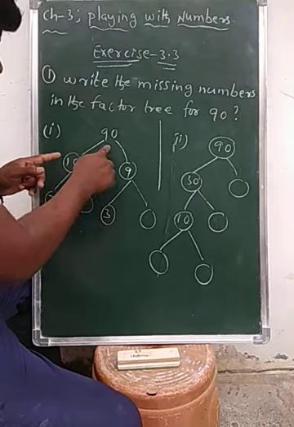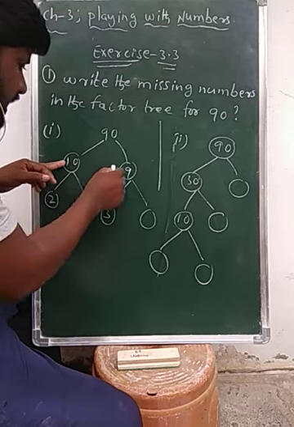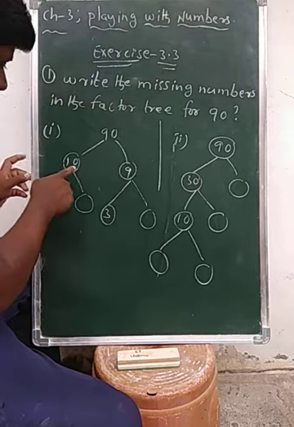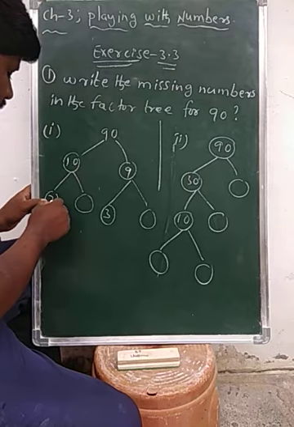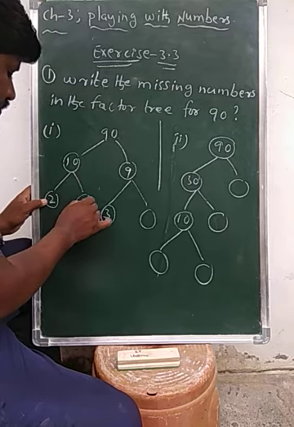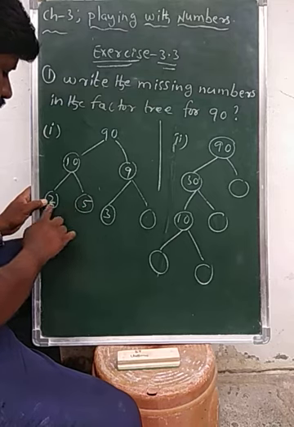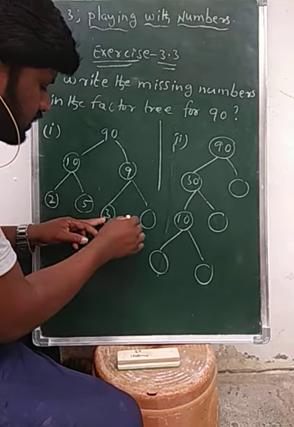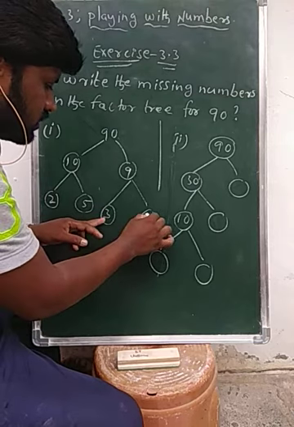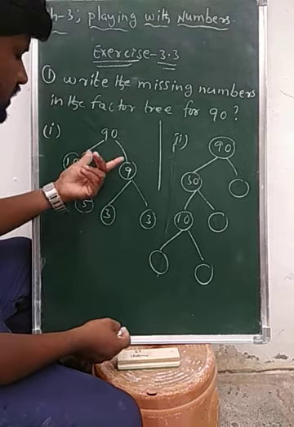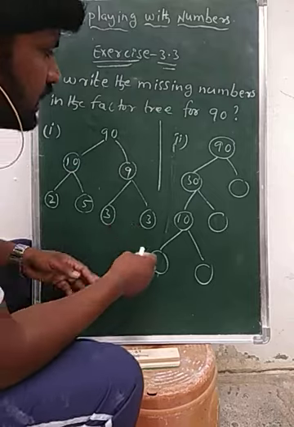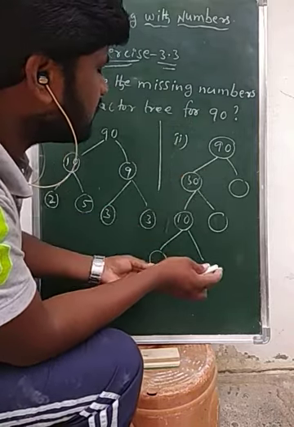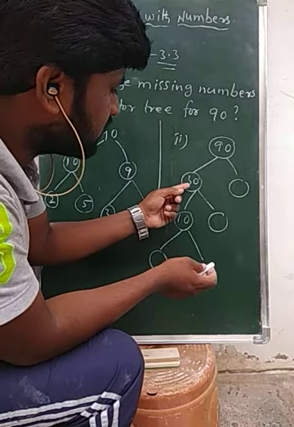Here, given first 90, we can express it as 10 nines are 90. Yes, 10 nines are 90. And 10 again we can express it as 2 5s are 10, if I write here 5. Again 9 we can express it as, here already 3 is there, 3 3s are 9. So we can express like this.